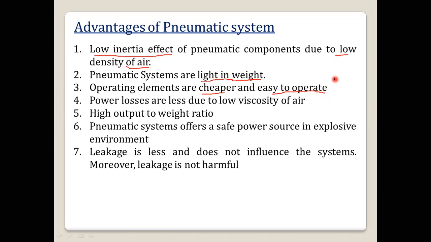Why? Because hydraulic systems operate at higher ranges, so their components need high strength and their material cost will be higher. But here the material cost will be less as compared to the hydraulic system. Then power losses are less due to the low viscosity of air. Then a high output to weight ratio, which is one of the good advantages. Then the pneumatic system offers a safe power source in explosive environments. Leakage is less, and it does not influence the system. So leakage is not harmful in the case of the pneumatic system. These are some advantages of the pneumatic system.